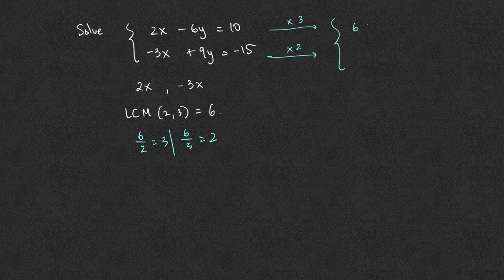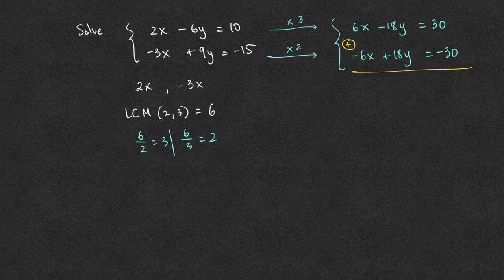2x times 3 is 6x, negative 6y times 3 is negative 18y, equals 10 times 3 is 30. For the second equation, negative 3x times 2 is negative 6x, 9y times 2 is positive 18y, and negative 15 times 2 is negative 30. Since we have the same amount with the opposite sign, we add the two equations column-wise.